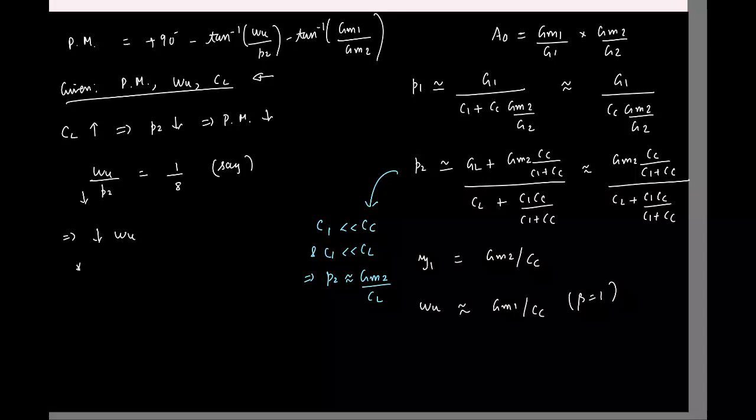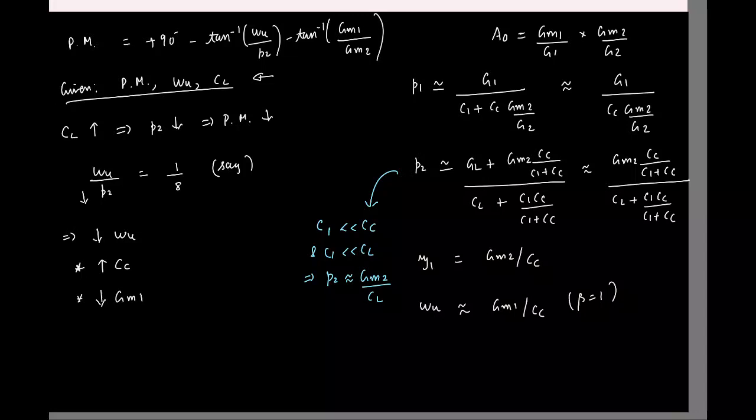Yeah, that is obviously one option. You can increase CC, right? So when you increase, okay, so that's fine. Is there something else you can do? You need to decrease omega u. Omega u depends on what? One way is to increase CC. What else can I do? I need to decrease GM1, okay?